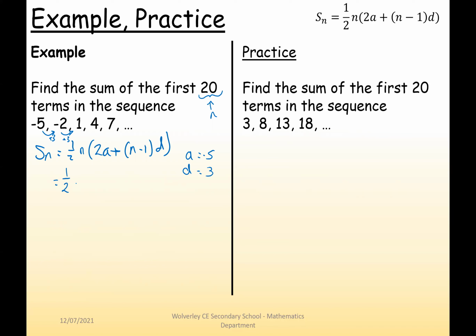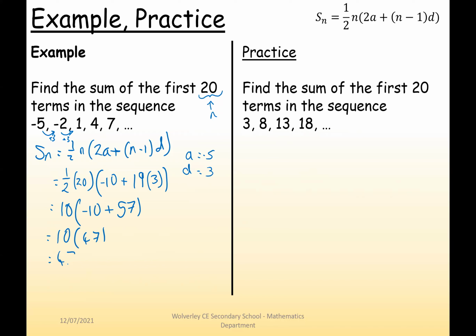Substitute that into our formula. A half of 20, two lots of a, so -10, plus n, which is 20, minus 1 is 19, so 19 times the difference, which is 3. Tidy this up again. A half of 20 is 10, so we've got 10 lots of -10 plus 19 times 3 is 57. So we've got 10 lots of 47, which is 470. All we're really doing is remembering the formula up here in the top right, and then using it, substituting those terms in and evaluating.